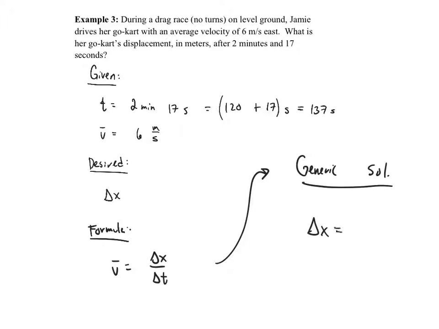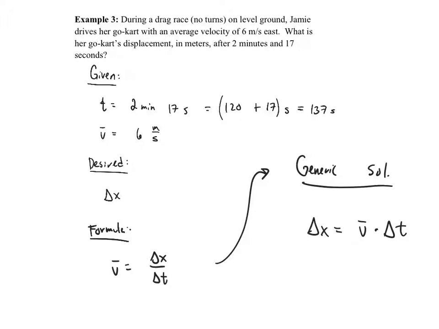So you're going to have delta t times the average velocity equals delta x. Very good. It's all right. Average velocity times delta t is our delta x. How do I get that?